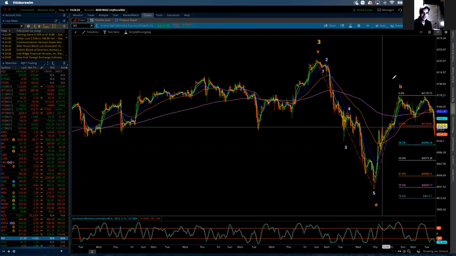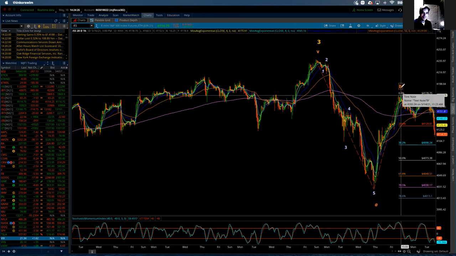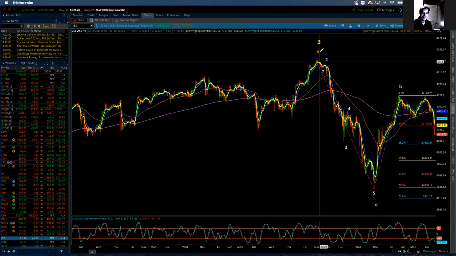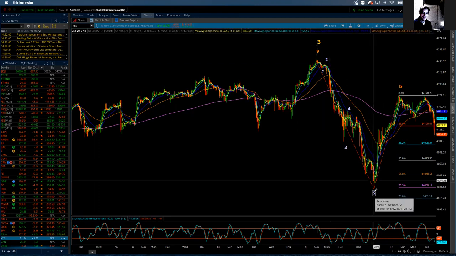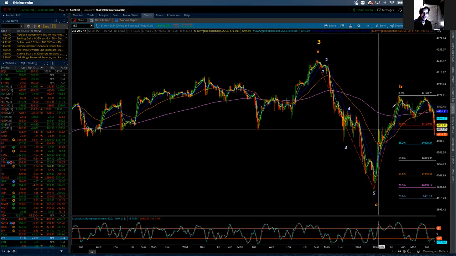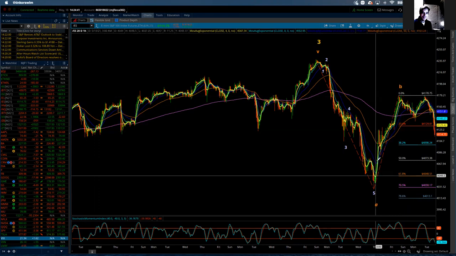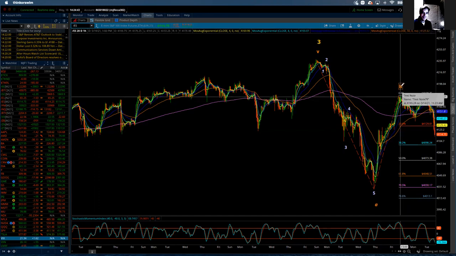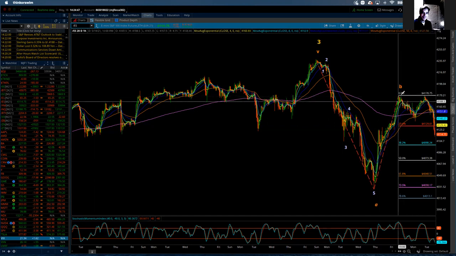I've added a B here to show that, remember, we're in an intermediate fourth wave correction, which we had labeled as the first leg of that correction, wave A. And then we had this, which could be labeled all of B. This is where it can get a little sticky and where we have to make some allowances.